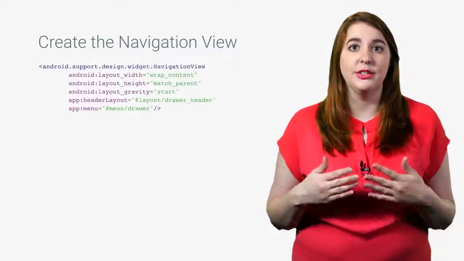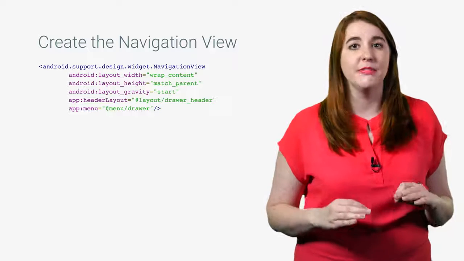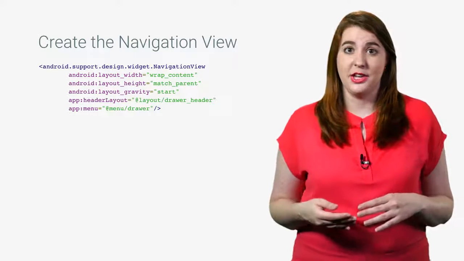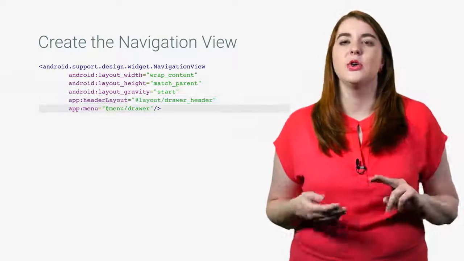After you've got your layout, you'll need the list of items that will fill it. A navigation view makes this easy by providing the framework you need for the navigation drawer. You just need to provide the navigation view widget with two things: the header layout, if you have one, and the menu of list items.